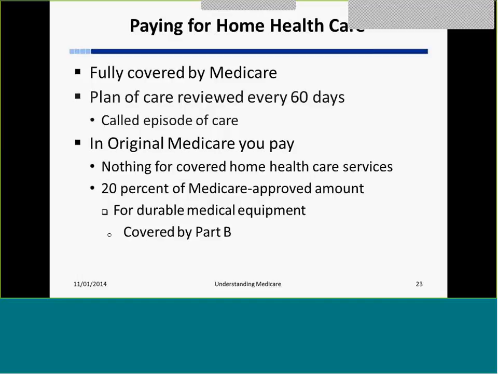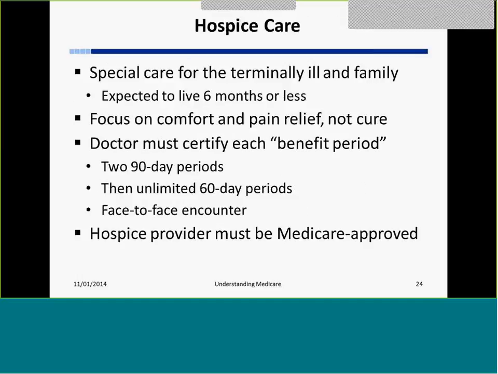20% of the approved amount for durable medical equipment, oxygen, wheelchairs, walkers, that type of thing. Hospice care, special care for the terminally ill, expected to live 6 months or less. I've had people who've been on hospice for 13, 14 months. You know, they may have eventually been expected to live 6 months or less, but you know what, it is how it is. Two 90-day periods and an unlimited 60-day period beyond that.